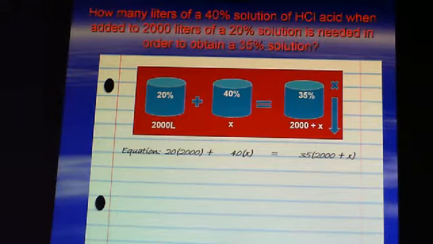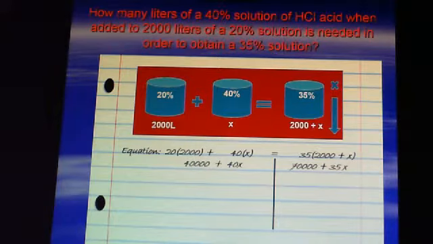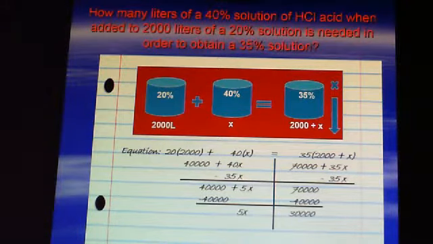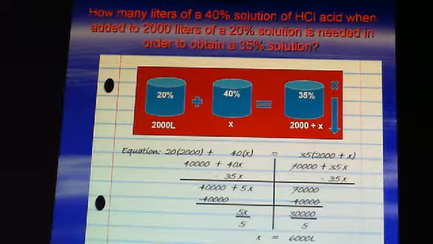So the first thing I need to do now that I have my equation is draw my line. Do some simplifying on the left hand side, do some simplifying on the right hand side, move my 35x. That gives me 40,000 plus 5x is equal to 70,000. Subtract my 40,000. That gives me 5x is equal to 30,000. Divide both sides by 5. X is equal to 60,000 liters.